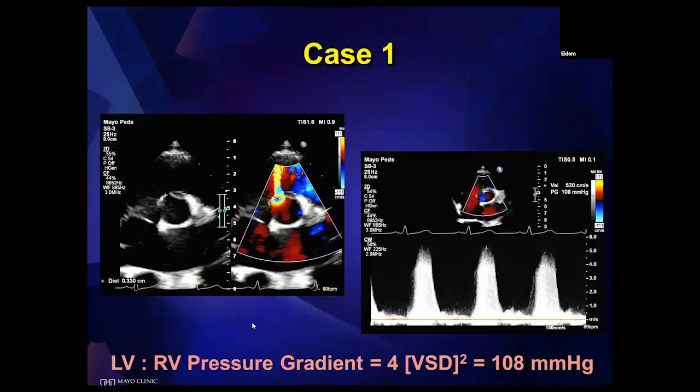We can also use the velocity in the ventricular septal defect to predict the left ventricle to right ventricular pressure gradient, and in essence, estimate right ventricular systolic pressure. In this example, the VSD velocity was 5.2 meters per second. We can use the simplified Bernoulli equation, 4 times the VSD velocity squared. And in this patient, the gradient between the LV and the RV is 108 millimeters of mercury.